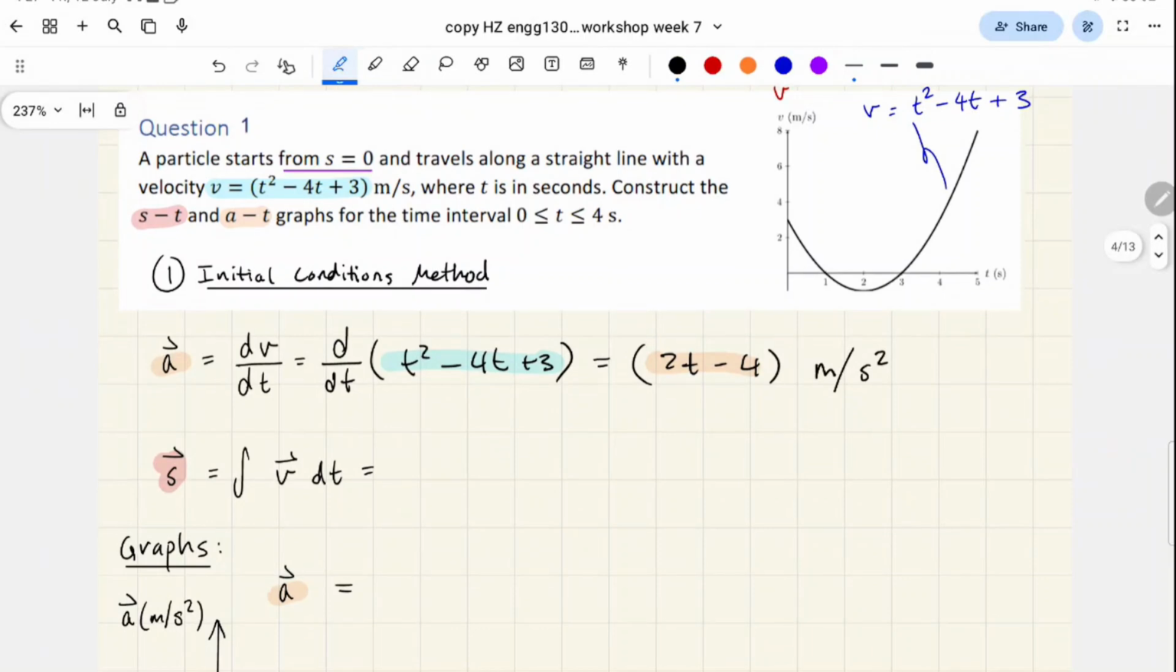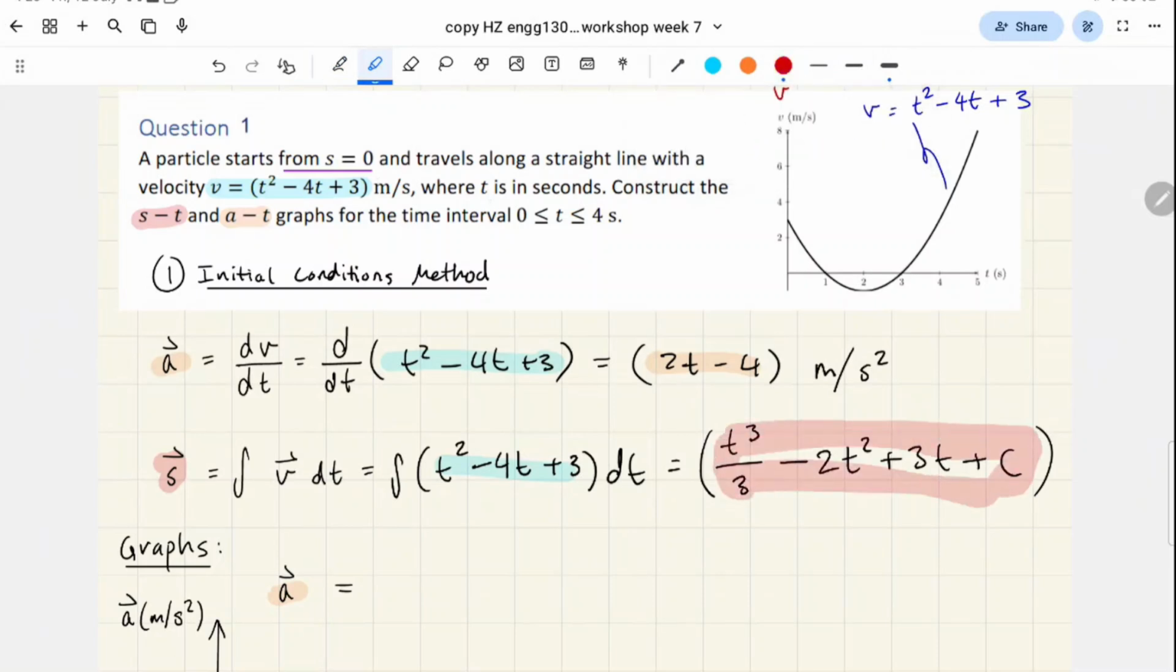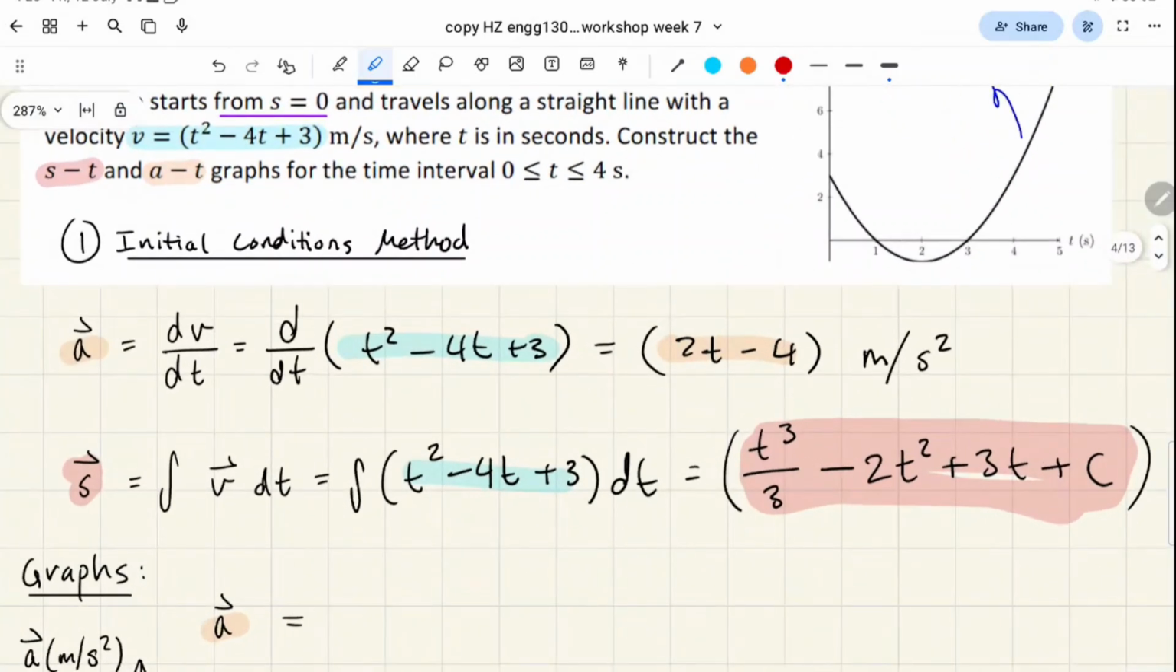And then for displacement, we go the other way around, so we're going to integrate. I'm going to do it as an indefinite integral. In my notes, I've written it as a definite integral. But that's our equation again, and when we integrate, you get this. Don't lose aura by not including the c. Always include that integration constant c if you're using this method.